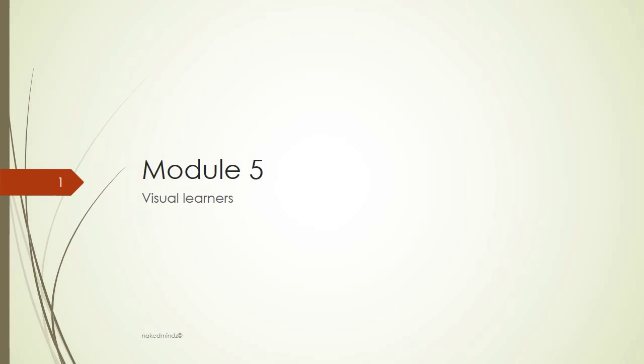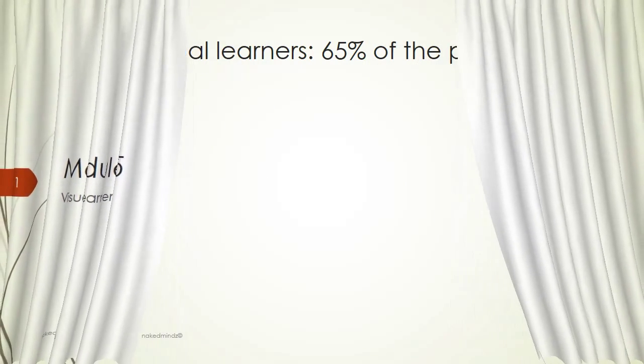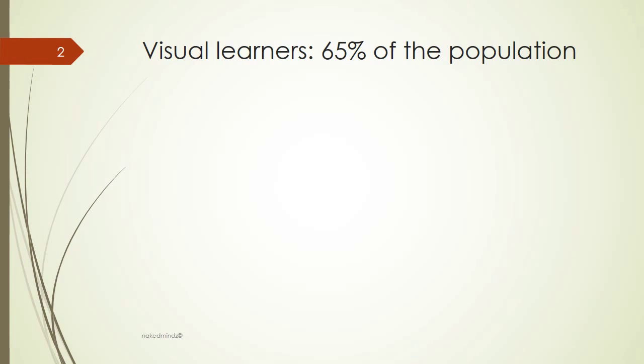Module 5, Visual Learners. Visual learners comprise about 65% of the population, or at least they used to. Now we are having a situation where with the electronic age, a lot of the children coming through our system now are kinesthetic, and you'll understand the problem that poses when we get to that section.